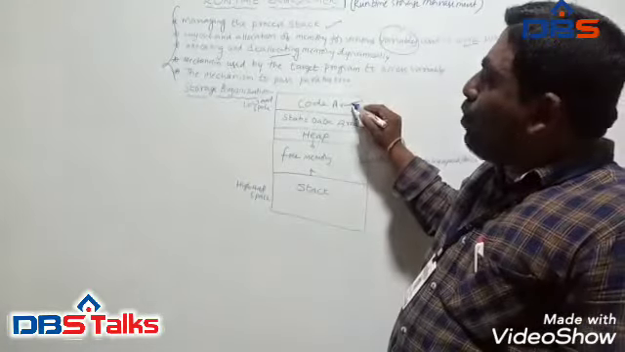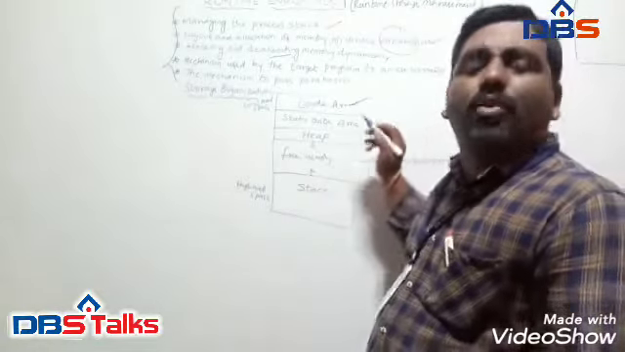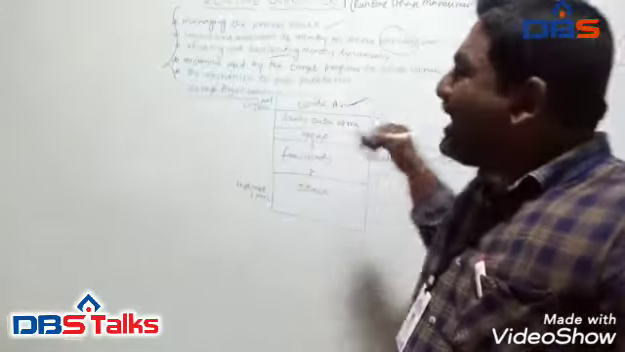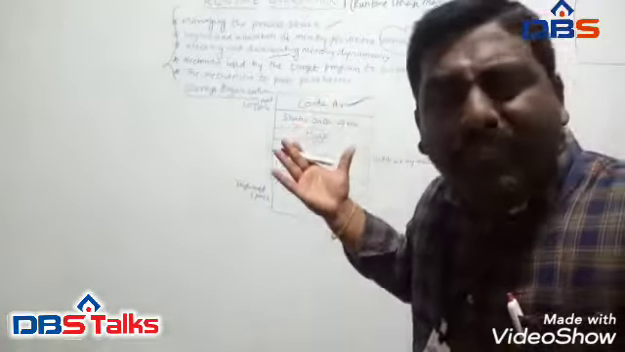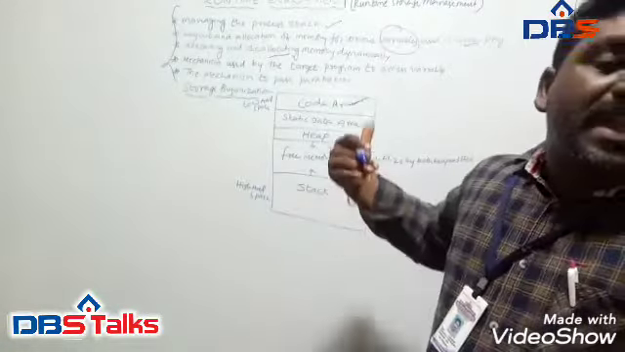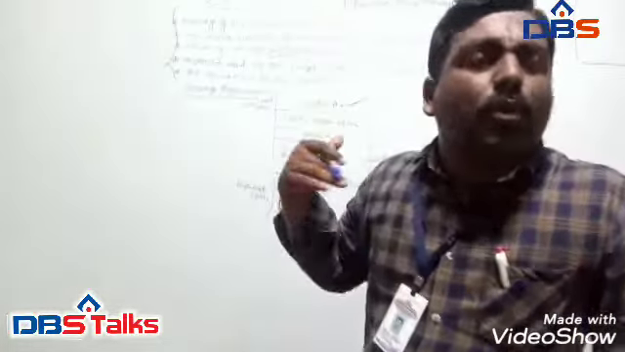Next, coming to the code area. What is meant by code area? Generally, the size of the program is decided during compilation, before execution. The code area mainly stores the executable code.